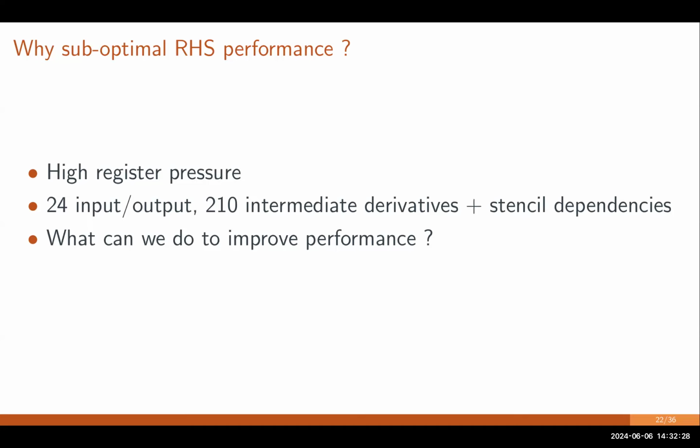The main reason for this suboptimal right-hand side performance is that we have high register pressure. Even though our BSSN right-hand side is a 24-inputs to 24-outputs computation, we have to compute these 210 intermediate derivatives and all these tensor dependencies. So the next question is how we can reduce this register pressure to get better performance.